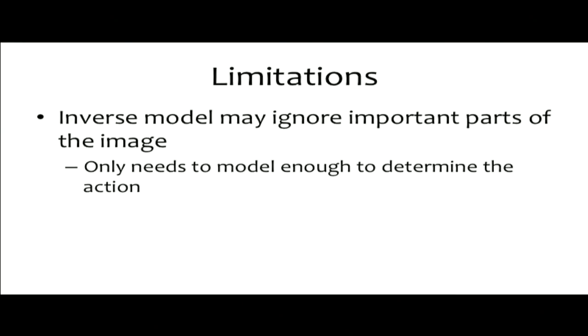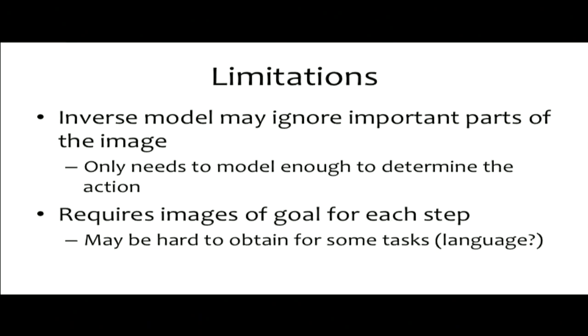Okay, so to conclude with this method, we pointed out some of the good points of the method, and some of the limitations. Again, like we talked about last time, the inverse model might ignore important parts of the image because it really only has to predict the action. And it requires an image of the goal for each step, which in some cases might be hard to obtain. And so what if we could, instead of providing an image, give the robot something like language, something that's a bit more natural and a bit easier to provide? And that's what we'll talk about next.